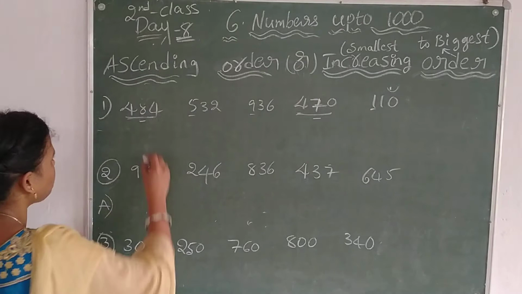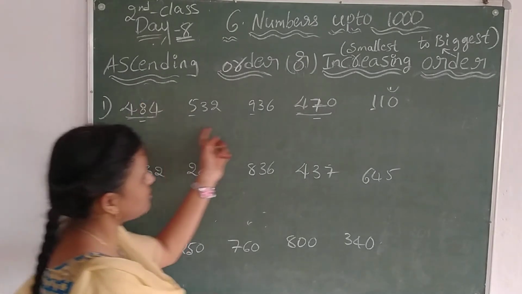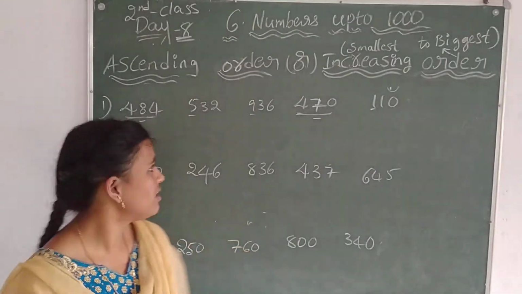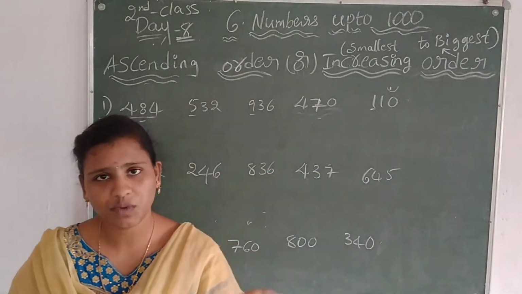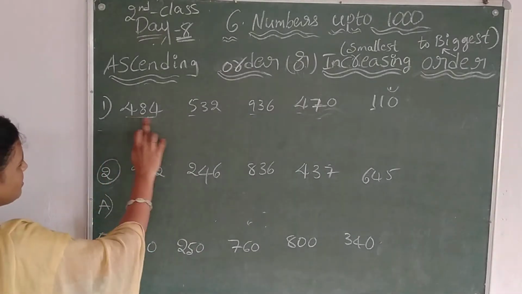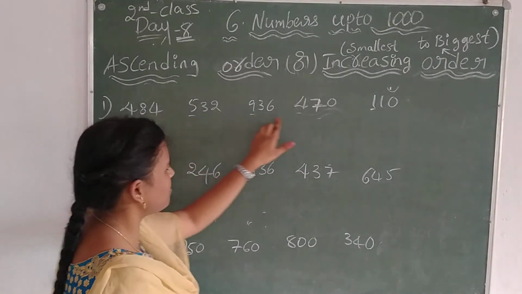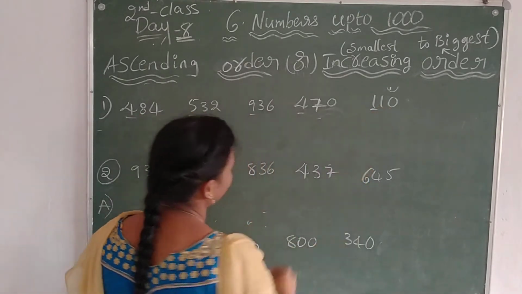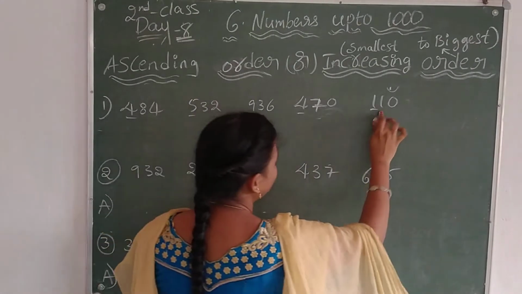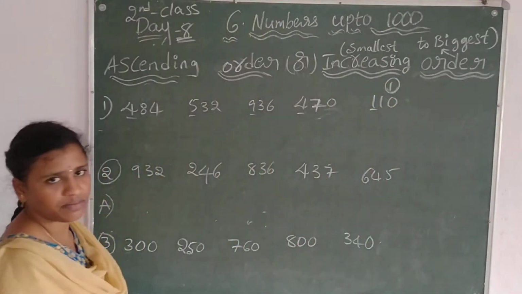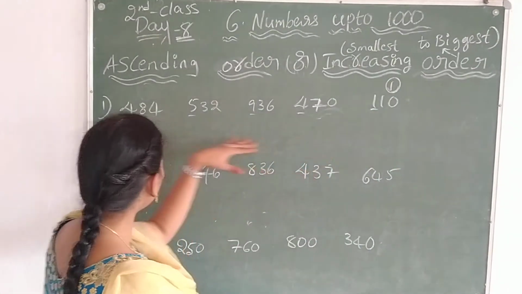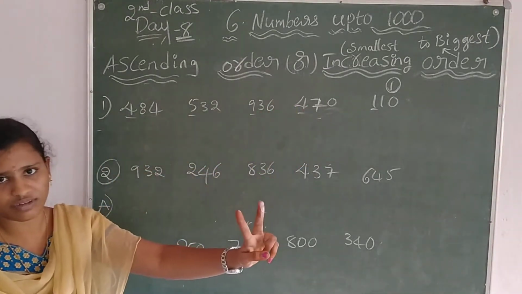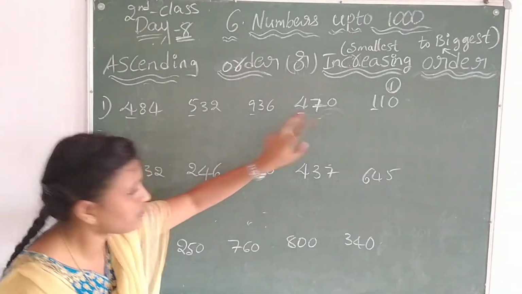See, you take these numbers and write smallest number to biggest number. First, see the left side first numbers. What are the left side first numbers here? 4, 5, 9, 4 and 1. Which is a small number? 110 is a small number. So circle. The next one, after 110, which is small? Here we have two 4s. This one 4 and this one also 4.